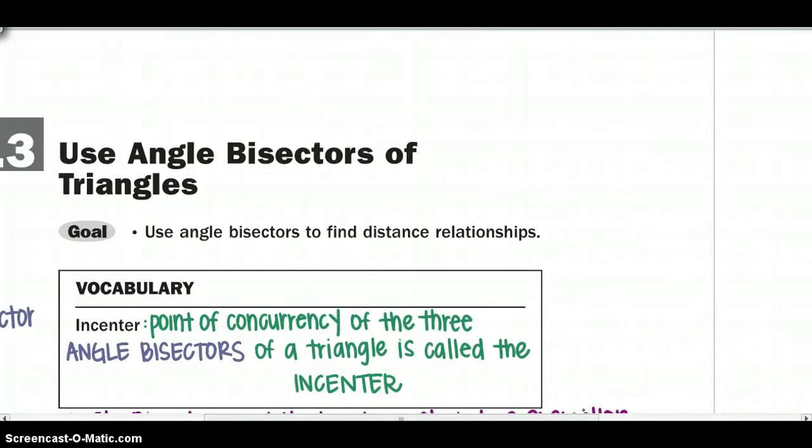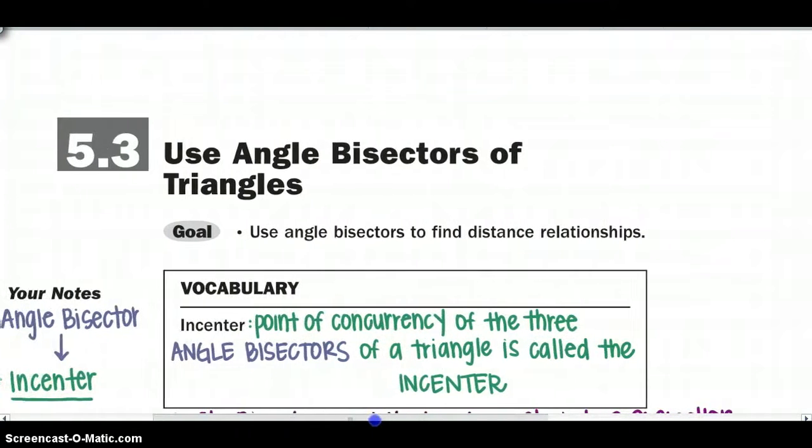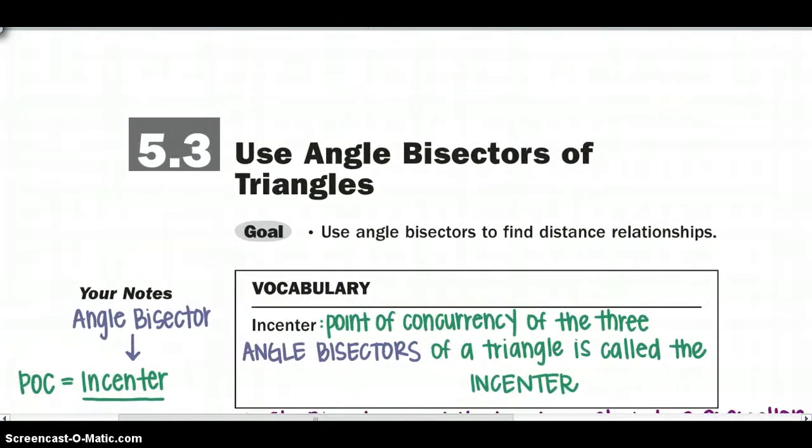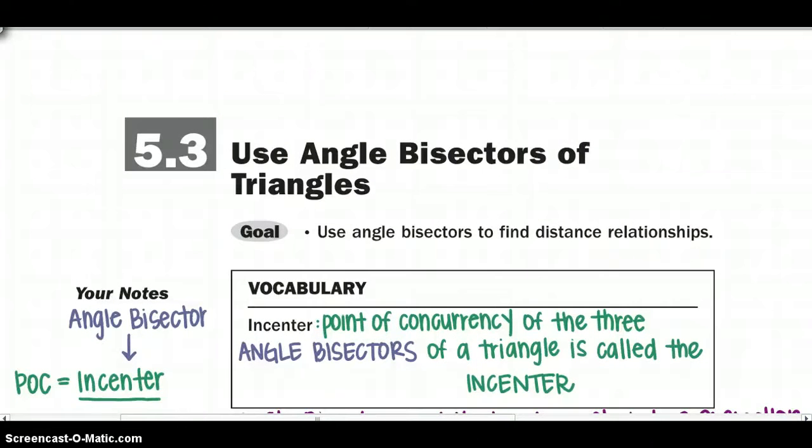So the incenter is the point of concurrency of the three angle bisectors of a triangle. So remember, last section we talked about perpendicular bisectors and what its point of concurrency is, and today we are going to learn that with an angle bisector, that point of concurrency is going to be called the incenter.